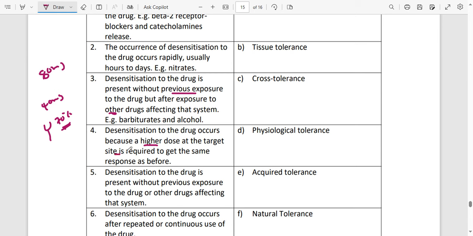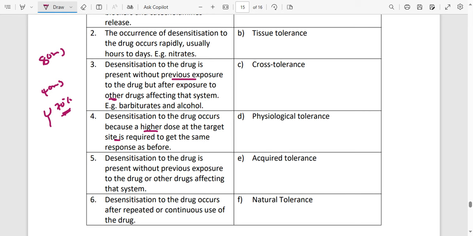And then five, desensitization to the drug is present without previous exposure to the drug or other drugs affecting that system. How about that one? Remember, it's without previous exposure. That's natural. And then the last one, desensitization to the drug occurs after repeated or continuous use of the drug. Repeated or continuous use. That's acquired. Thank you.